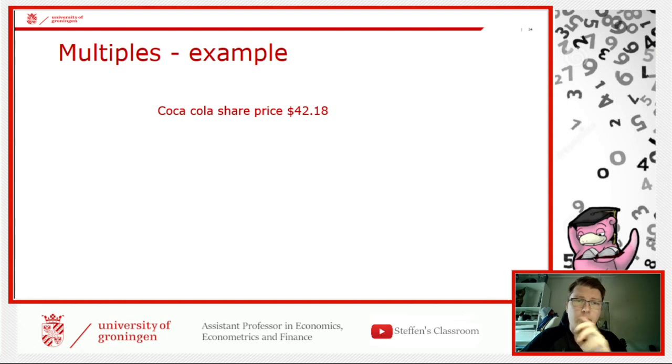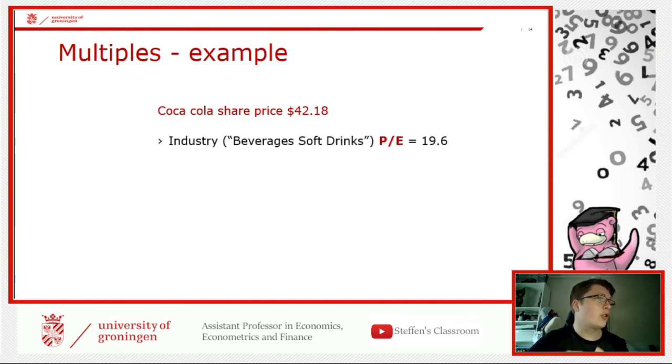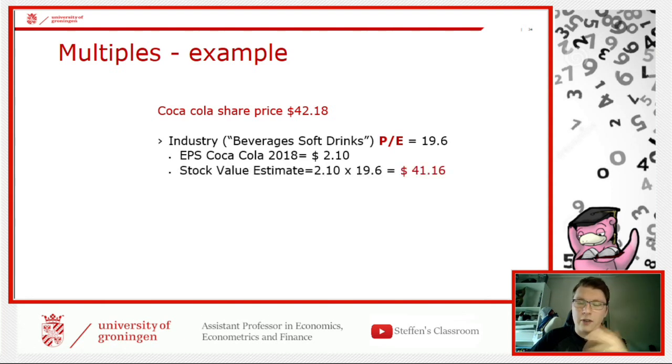First, let's do it. You have the Coca-Cola share price. That's the same example as before, 42.18. Now, we have the industry PE ratio. These can be obtained in the market. We see that the industry PE here is 19.6. That's in the entire industry of these kinds of soft drinks, so very comparable companies, say Pepsi, for example. And then, of course, the earnings per share in 2018 of Coca-Cola was 2.10. Also directly available as public information in this case, right? Then, of course, you can just take the valuation multiplier and multiply the two numbers and you're done.